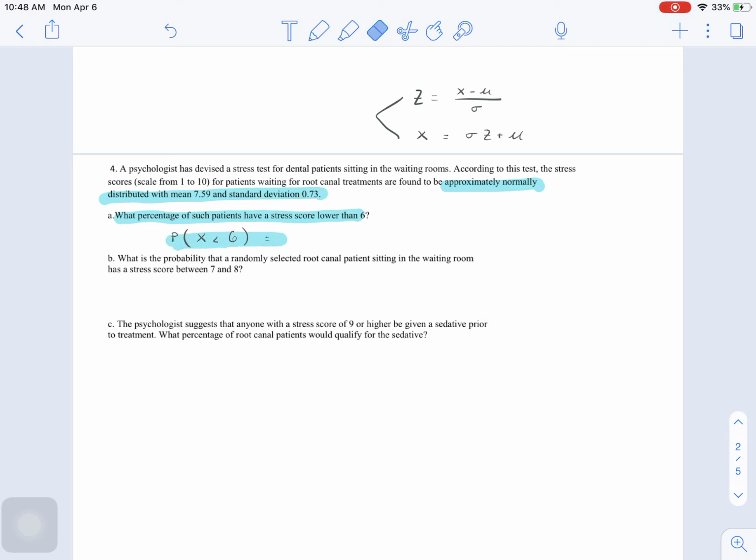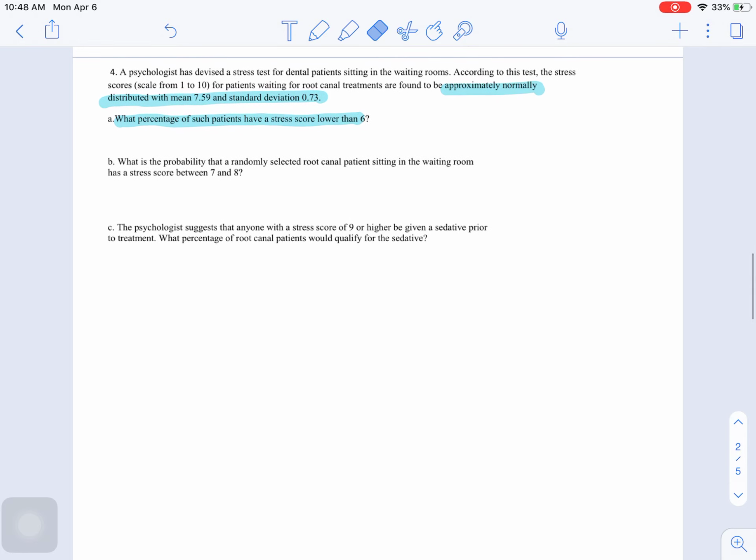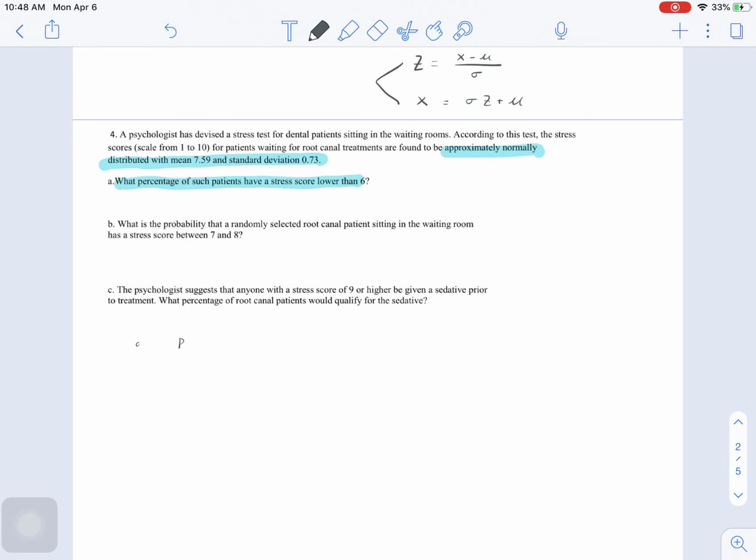Let me write this down here to give me some more space. I want to find the probability that our stress score is less than 6. I'm calling x our random variable, the score. So in order to use my z-table, I need to convert to the z-score. I'll use this first formula here. This is equal to the probability that z is less than, and I'm going to convert 6 to a z-score. So I take 6 minus the mean of our random variable, which we're given is 7.59, and divide by our standard deviation, which is 0.73.